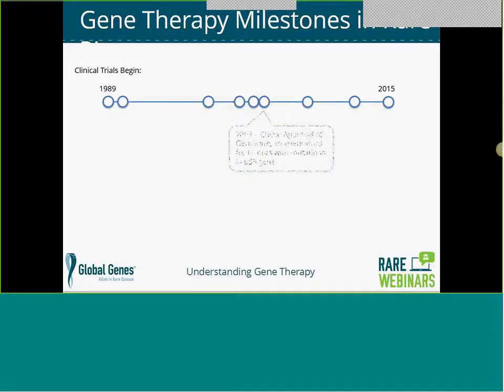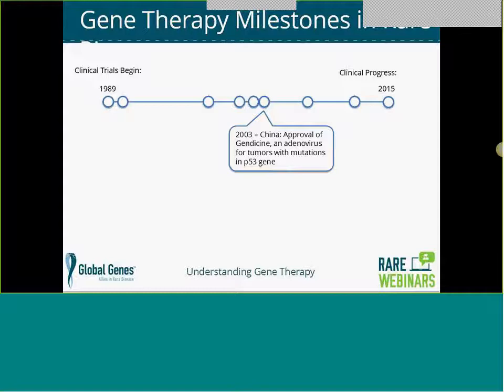And then on the next, more recently, there have been some approvals. So in 2003, China approved Gendicine, which is an adenovirus for tumors with specific mutations in the p53 gene. So this delivers a normal copy of that gene.